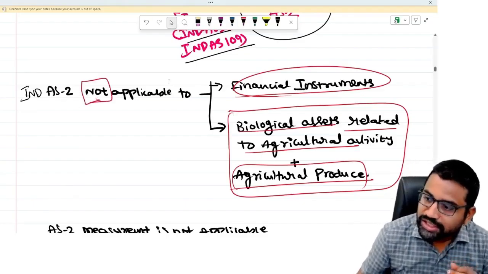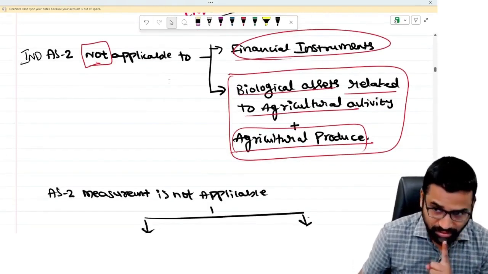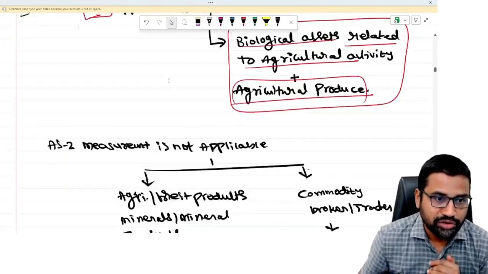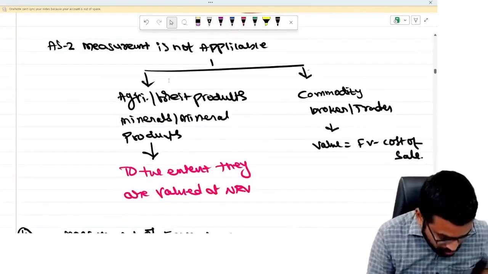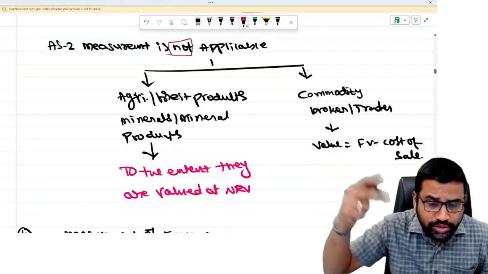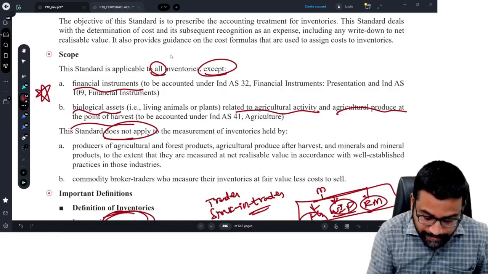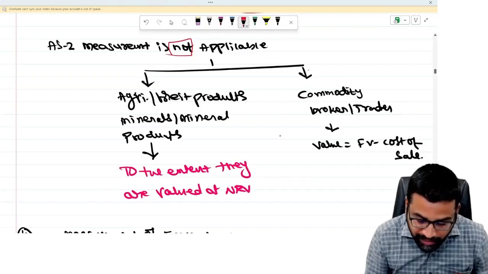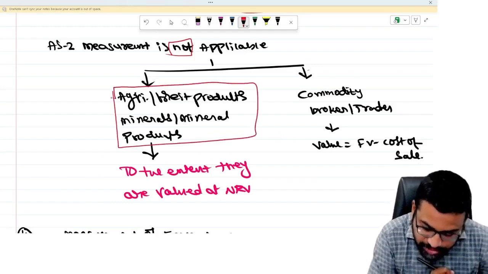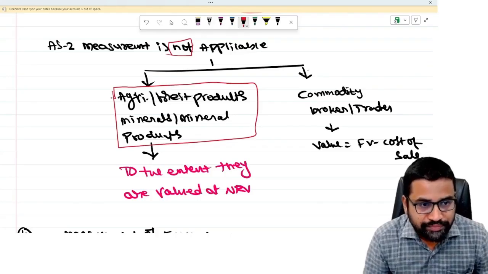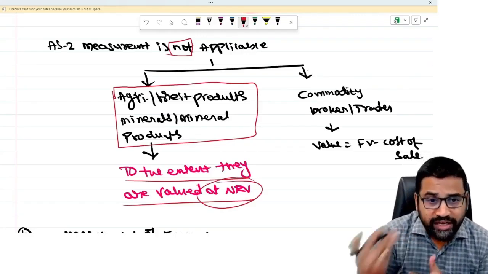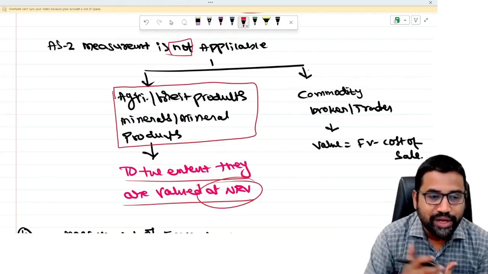So in scope, first you need to learn that Ind AS 2 is not applicable to financial instruments, because for financial instruments there is a separate standard. Second, biological assets relating to agriculture activity plus agriculture produce. Next, sir, one more important thing in scope: this standard does not apply to the measurement of inventories held by producers of agriculture and forest products, and minerals and mineral products, to the extent they are valued at net realizable value. So for agriculture products, forest products and mineral products, this standard is not applicable.